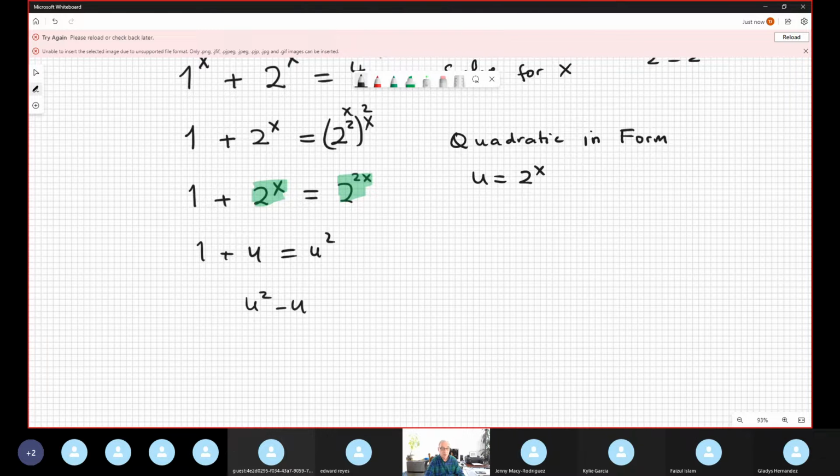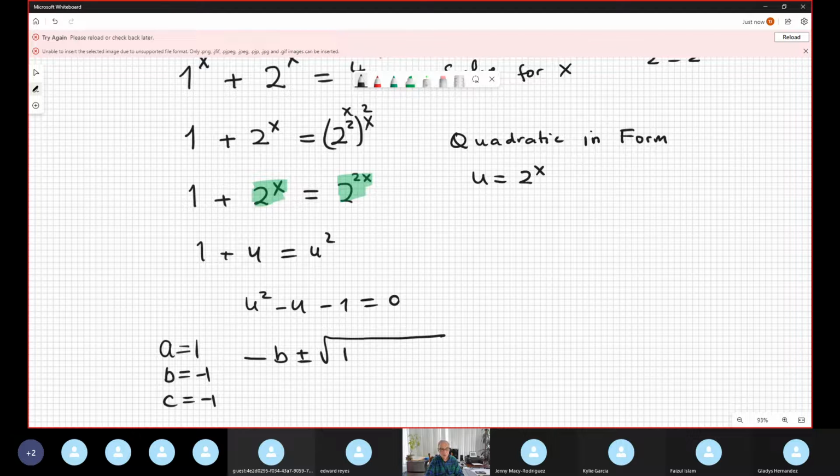u squared minus u minus 1 equal to 0. I move everything to the right, interchange left and right. By factorization, it's impossible because the solution is irrational, but it's real. But you apply the quadratic formula. A is 1, B is negative 1, and C is negative 1. It's minus B plus and minus the square root of B squared minus 4AC, divided by 2A. The quadratic formula is the only possibility.